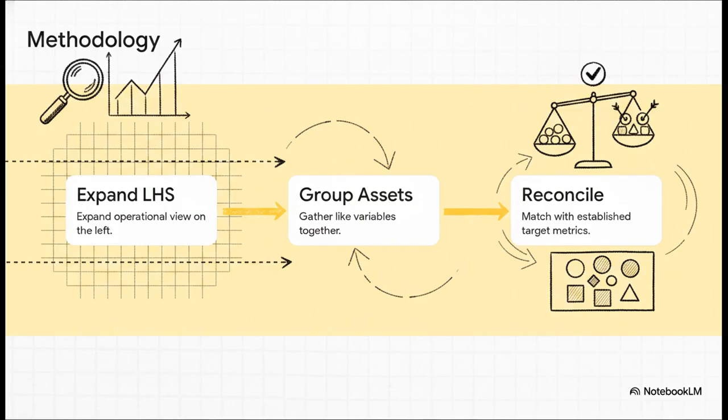First, we expand our operational view on the left-hand side. We have to unpack those brackets to see the raw data. Second, we group our assets, gathering similar variables into their own departments. And third, the really crucial step, we reconcile those grouped assets with the target metrics on the right. Since this equation is an identity, meaning it holds true for literally any value of x, every single department on the left has to perfectly match its counterpart on the right.